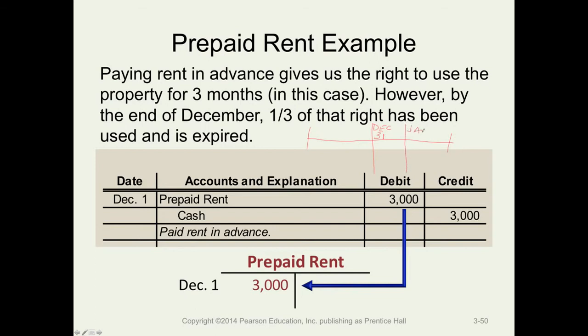We have January and February of the next year. So from December 1st to December 31st, you've received 1 month of insurance coverage. Now let's cut this off and say that this is 2014.